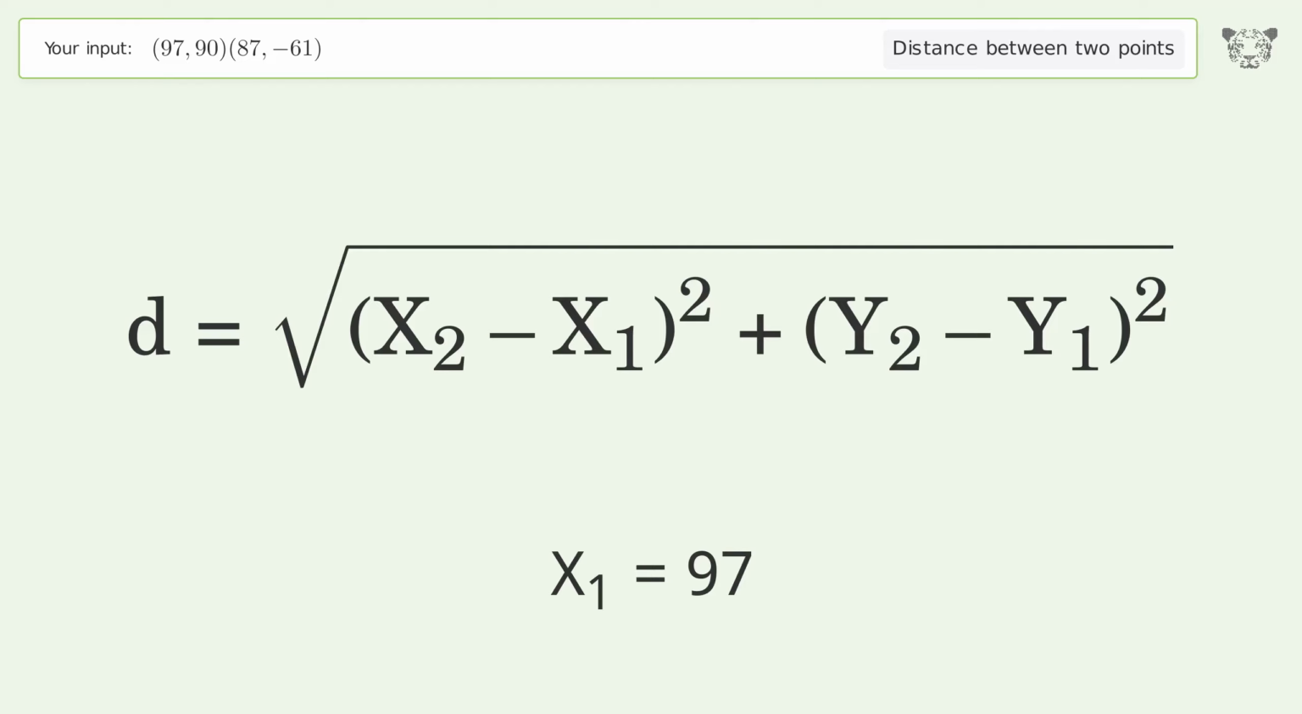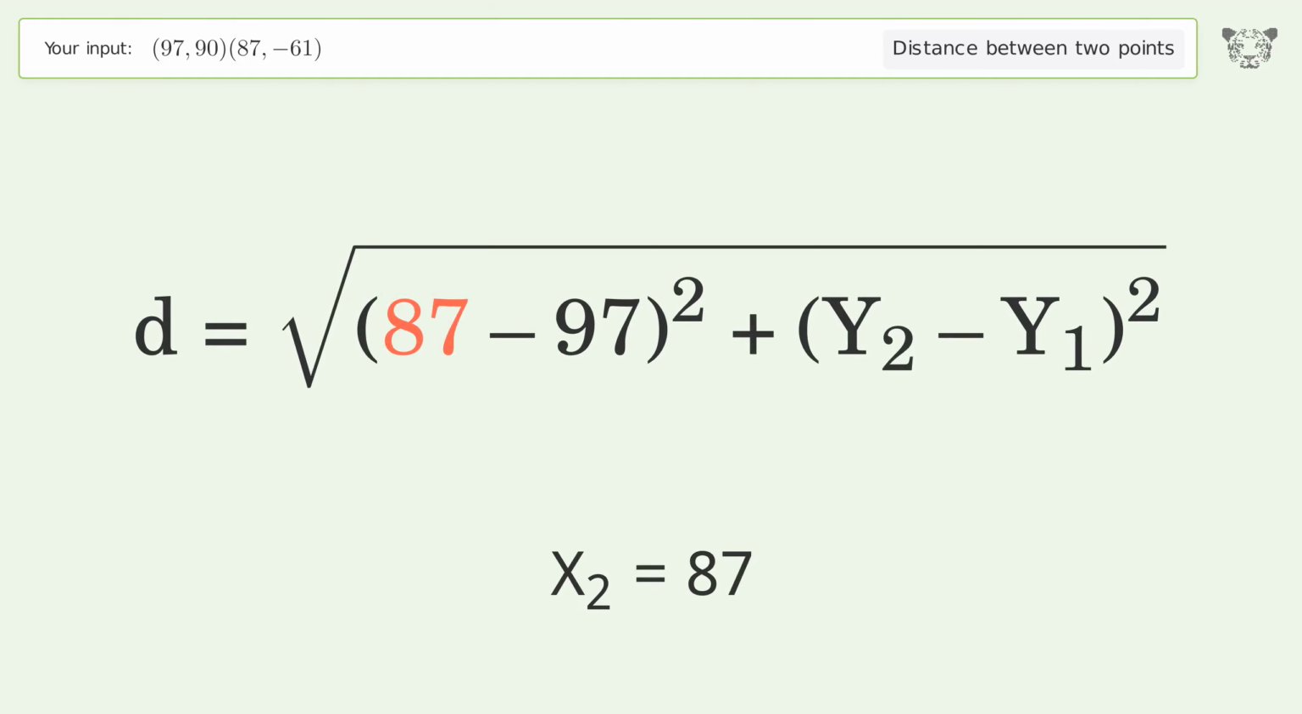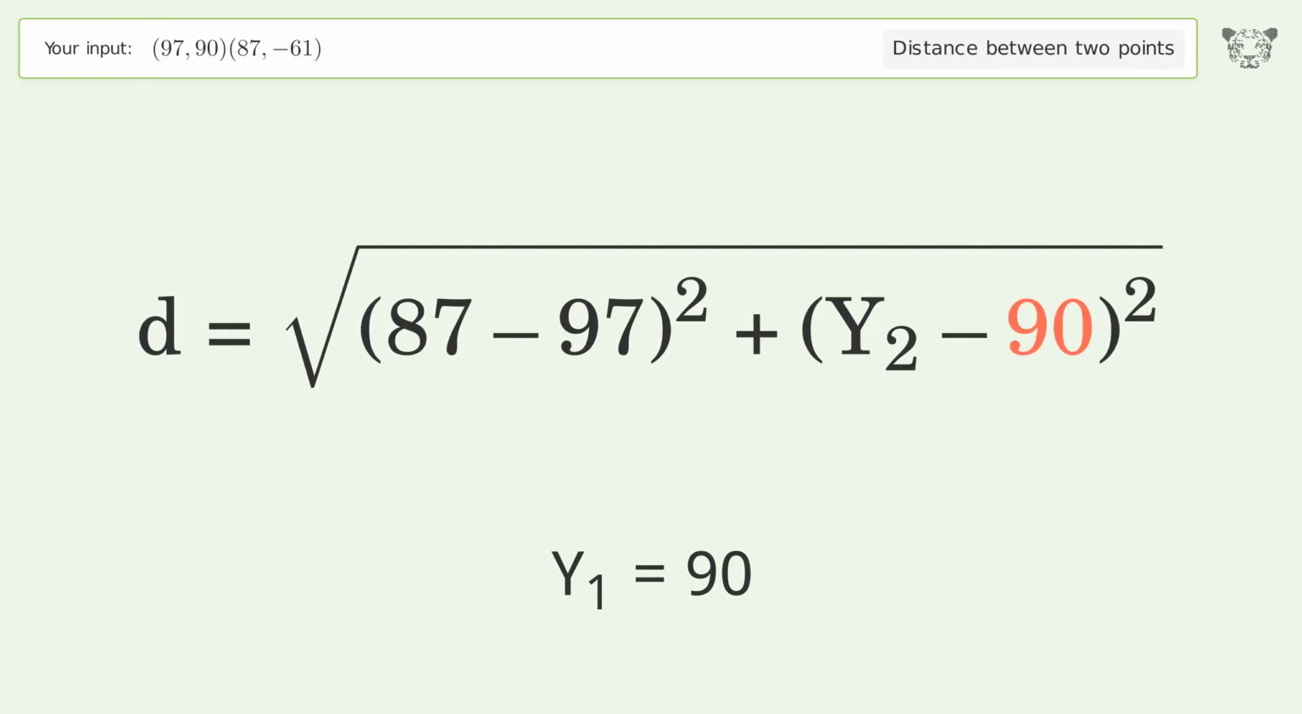x1 equals 97. x2 equals 87. y1 equals 90. y2 equals negative 61.